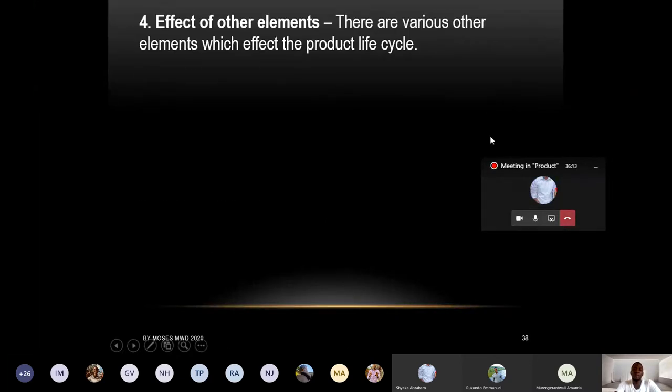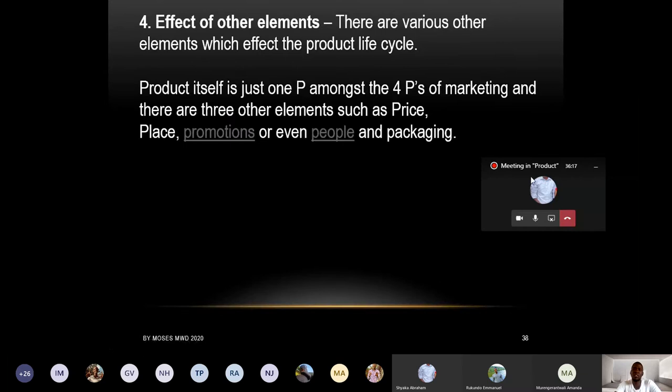So we have the effect of other elements, the P's. The PLC can be very okay, but the problem may be other P's, and this point is talking about that. That's why I told you, every time they give you a case study to justify, to recommend, to analyze, don't always think of price only. Though it is also okay, you can say let us manipulate the price, let us lower it, but don't always base on price. This point is talking about effects of other P's. Product itself is just one P amongst the four P's of marketing. And there are other elements such as price, place, promotion, or even people and packaging. So the product lifecycle might be okay.